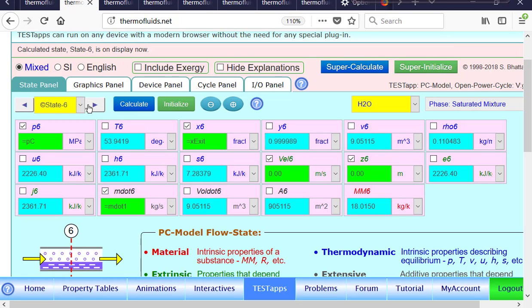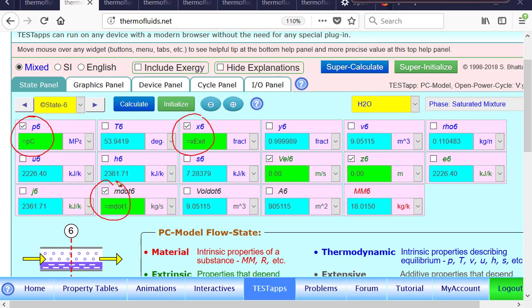So when you go to state 6, which is the second turbine exit, the low pressure exit, we know the quality is x exit 0.9. So the quality is known, and also we know at the exit of the second turbine, the pressure might be same as the condenser pressure. So now we know sufficient independent properties to calculate the state completely. Obviously, now we can go back and calculate state 5 and then state 4, or we could just click super calculate and immediately iterate and calculate all states for you.